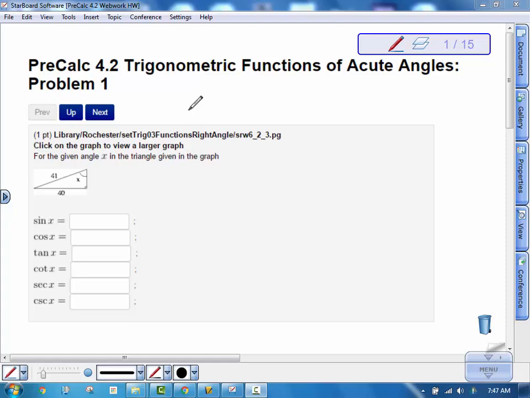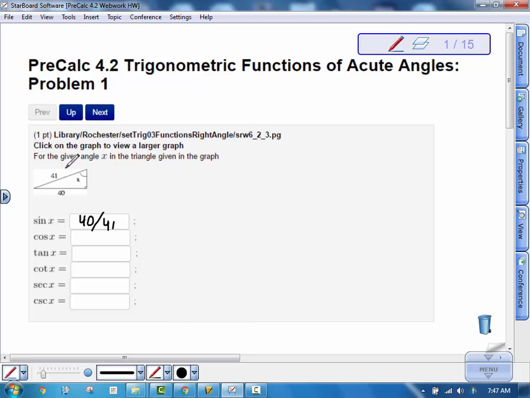Okay, this is 4.2 homework. First problem wants us to give these 6 different trig function values, which we want to familiarize ourselves with. So the first would be sine of x, which we look at the angle and say, okay, sine is opposite over hypotenuse. So that'd be 40 over 41. We can just enter that in like that.